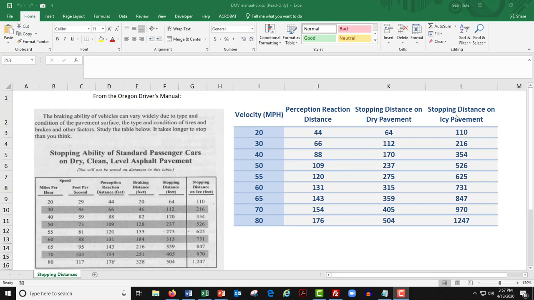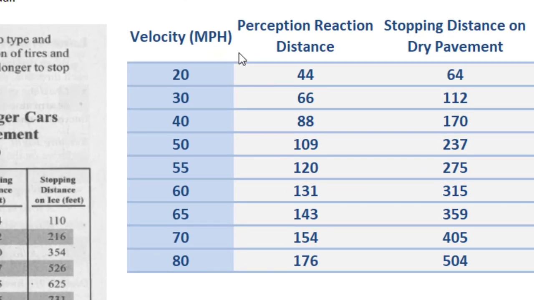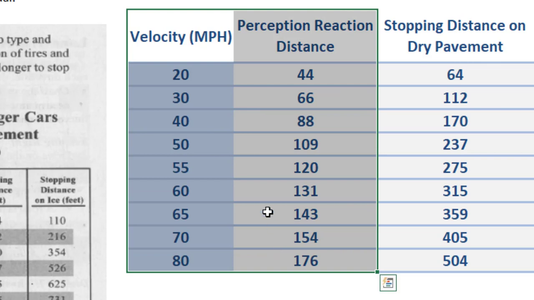Okay, my friends, so what we're going to do now is look at this data graphically. It's in tabular form right now, which is great, but we're going to look at it graphically instead, which I think is better. So in order to do this, you've got your data in this nice little table. I want you to select the velocity column and the perception reaction distance column. The way you're going to do this is you're going to left click where it says velocity MPH and hold, and then while you're holding that, drag until you have selected and highlighted the entire velocity column plus the entire perception reaction distance column.